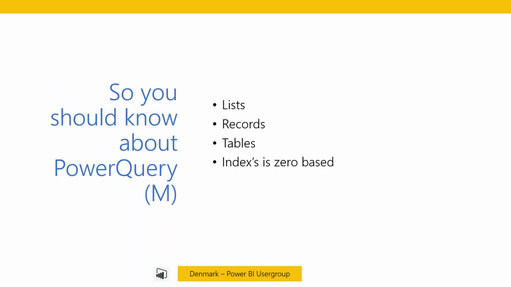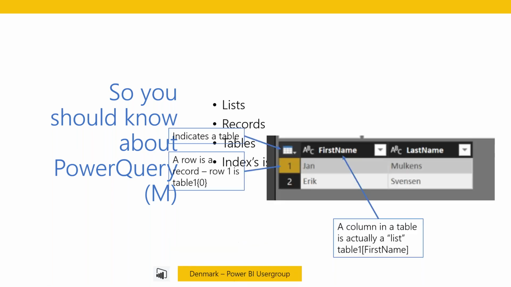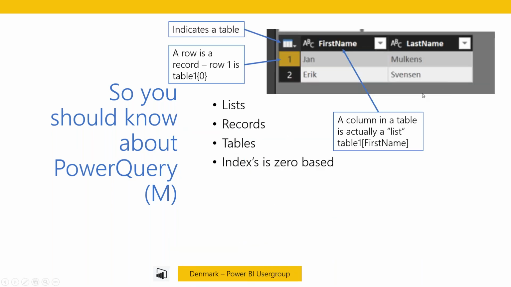And when we work with Power Query, these are actually the basics that you need to know about. Power Query is all about lists, records, and tables with records, and that indexes are zero-based within Power Query. So when we look at a very simple table, we can see that this is a list of first names and last names. The icon in the upper left corner indicates that this is a table.